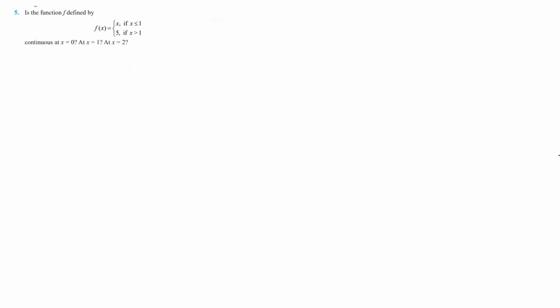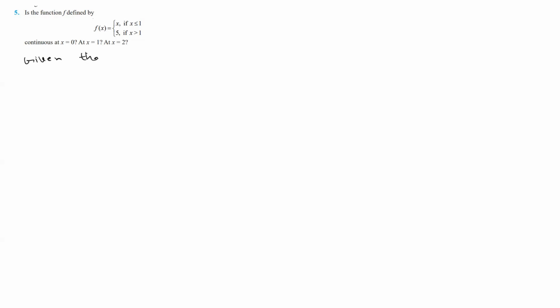The next one, the fifth one: the function f is defined by f of x equal to x if x is less than or equal to 1, and 5 if x is greater than 1. Is it continuous at x equal to 0, at x equal to 1, at x equal to 2? Whether it is continuous or not, we have to check for all these numbers.